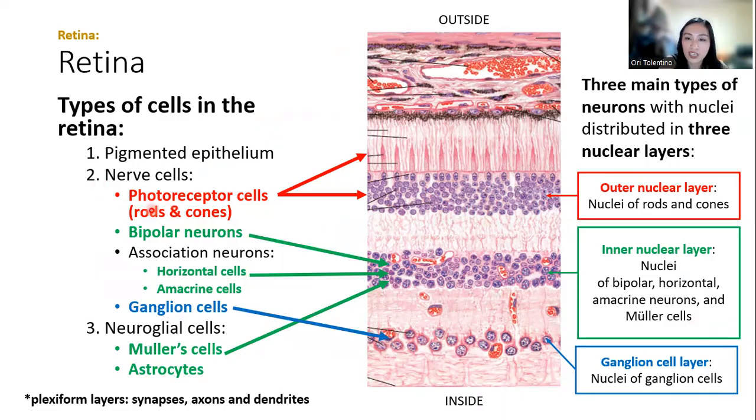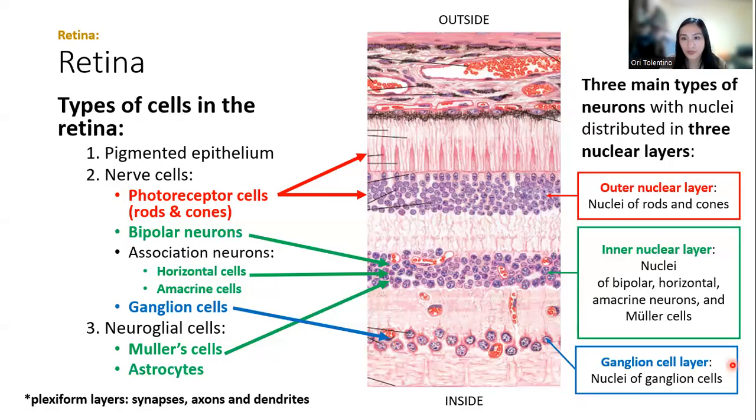So you have the following cells. Photoreceptor cells, which are your rods and cones. Your bipolar and association neurons, which connect the rods and cones to the ganglion cells. And your ganglion cells, whose axons become the optic nerve, which sends the message to the brain. These three types of cells are your neurons, and they have their different functions. Photoreceptors, bipolar, and association neurons connect the messages from the photoreceptors to the ganglion cell layer, which are also neurons with axons that become the optic nerve and send the message to the brain.